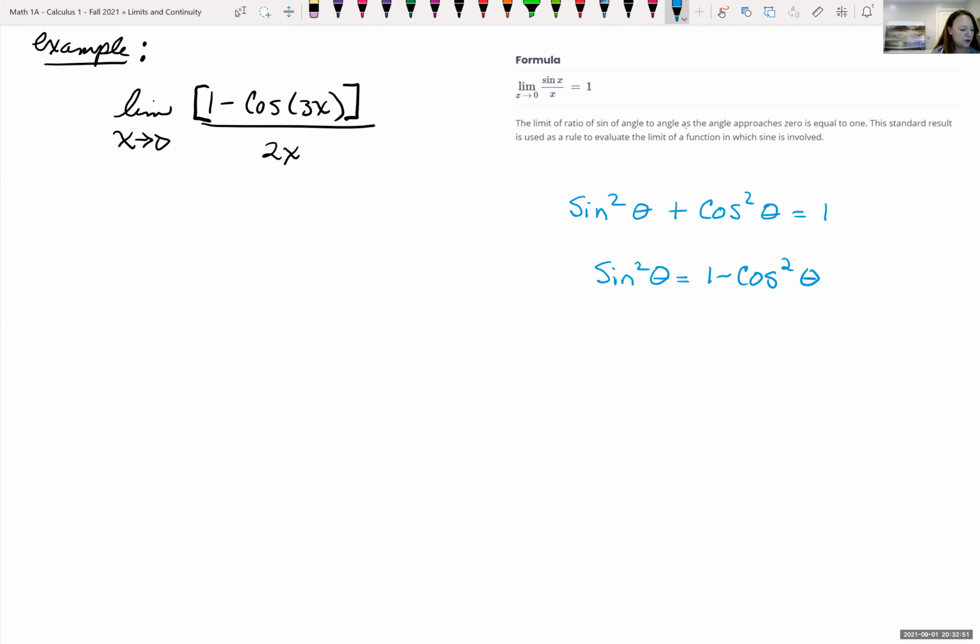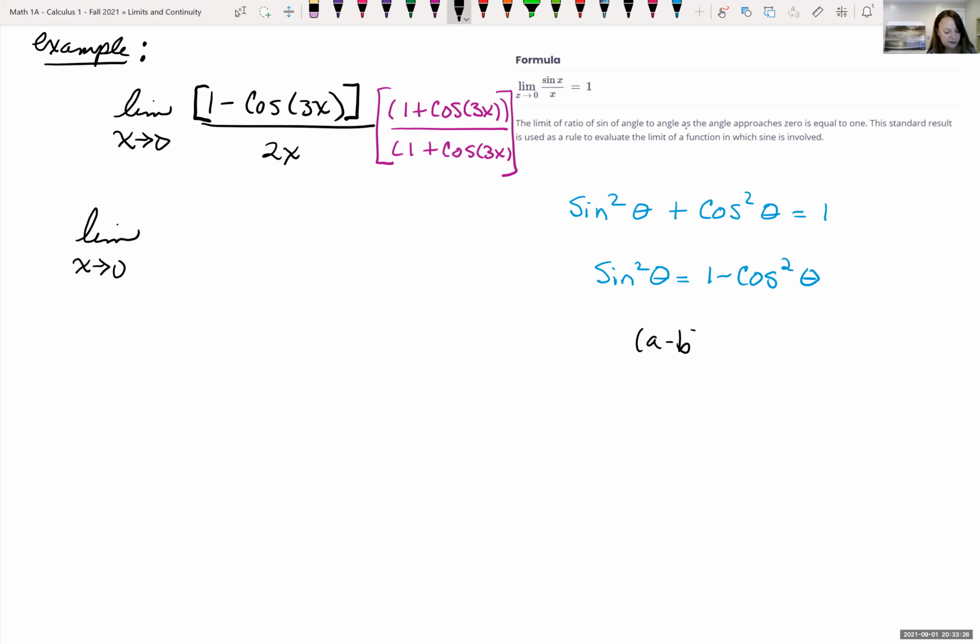Okay, so let's multiply by, again, a fancy one, but this time we're going to multiply by the conjugate of this numerator. So let's multiply it by 1 plus cosine of 3x. So I'm just going to distribute in the numerator and not in the denominator. I'm going to leave them as factors in the denominator. But really, we don't need to distribute.